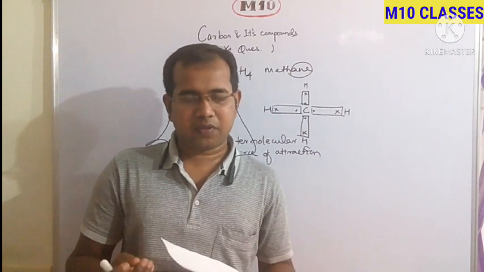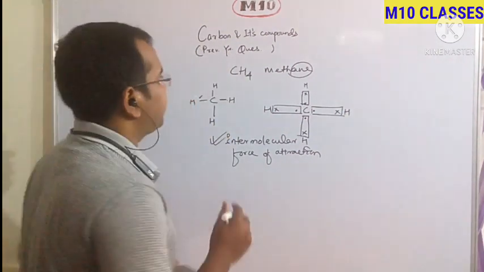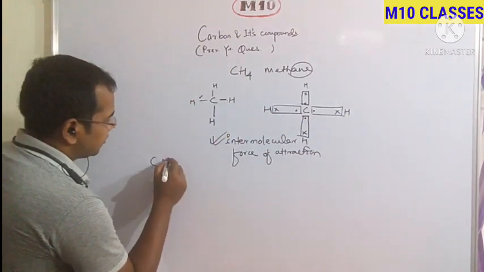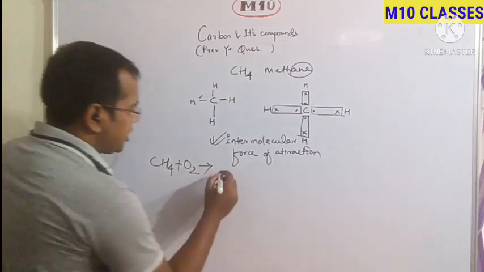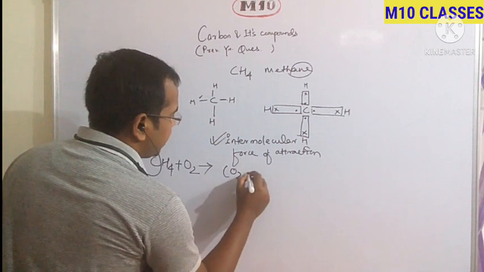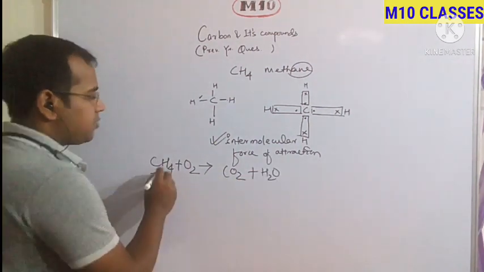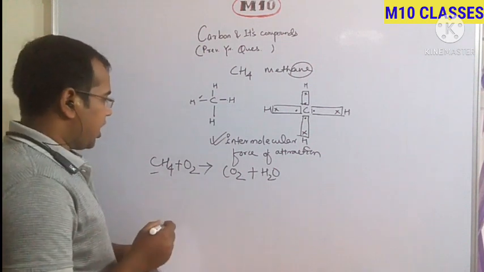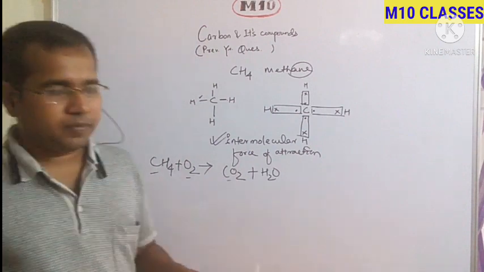Next is, what happens when it burns in oxygen? Actually it is out of our syllabus, but the same reaction is given in chapter 1. When a carbon compound burns with oxygen, it gives carbon dioxide and water. This is methane, a carbon compound and a hydrocarbon. When it burns with oxygen, it gives carbon dioxide and water.